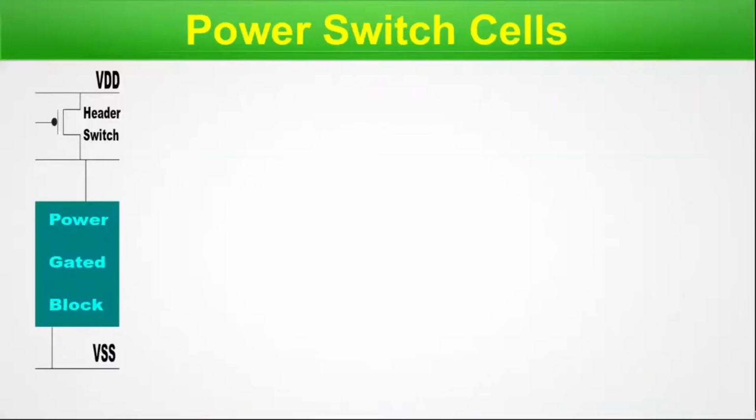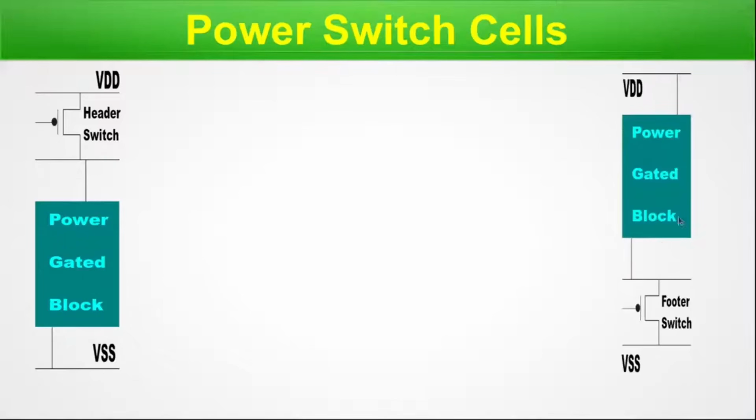Power switch cell. So here you can see the header switch. Header means it is connected with the VDD. These can cut or join the power to a power gated block. And here VSS is continuous. There is no switch in between. The next type of switch could be a footer switch, which we connect in between VSS and the power gated block, whereas the VDD is connected directly. Now, here you can see based on the position of the switch cell, we call it either a header switch or a footer switch.